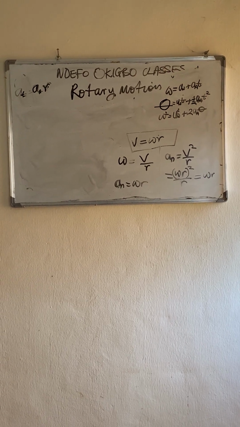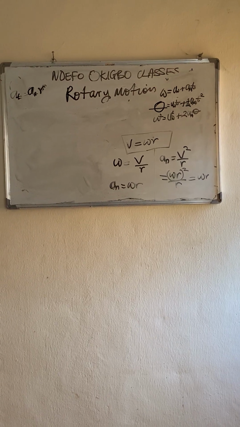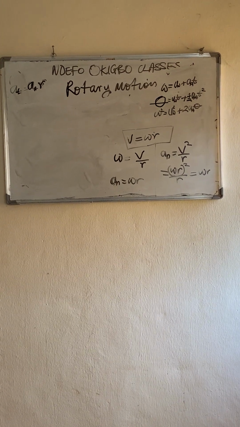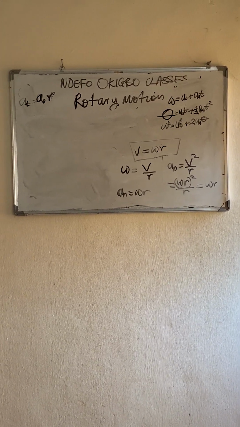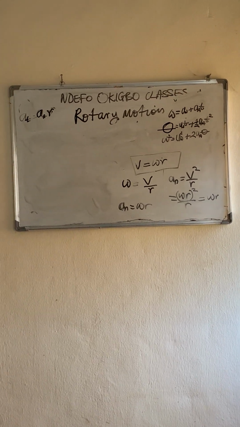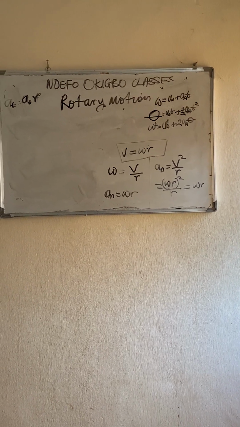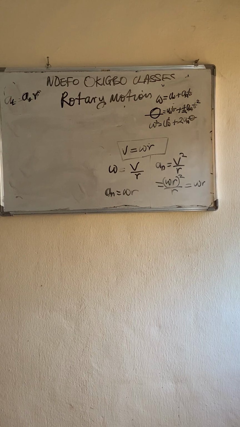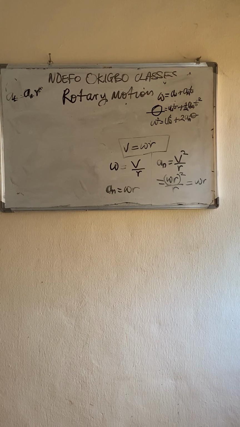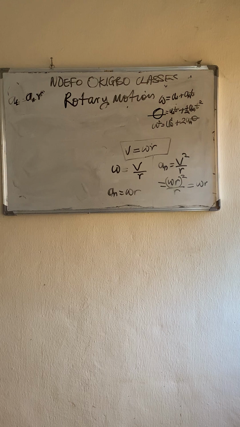The first question says that a wheel of a vehicle rotated from rest. That means initial velocity is 0. It rotated from rest with uniform acceleration in 12 seconds of rotation.